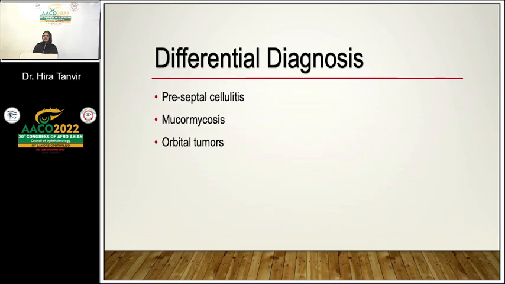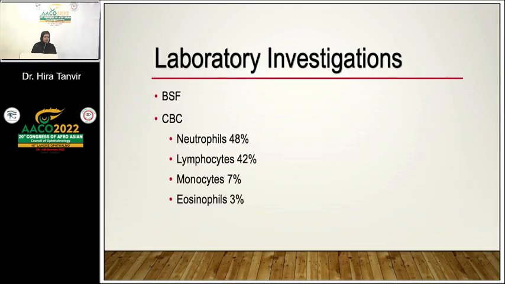Based on the history, the investigation and the examination of the patient, we made a provisional diagnosis of orbital cellulitis. Because there was diabetes, we also made differentials of mucormycosis, preseptal cellulitis, and orbital tumors. The laboratory investigations showed the patient to have high basal blood glucose fasting levels. The differential leukocyte count was within the normal limits.